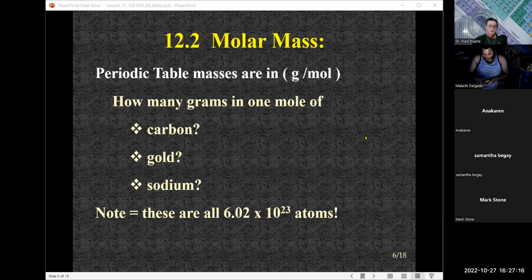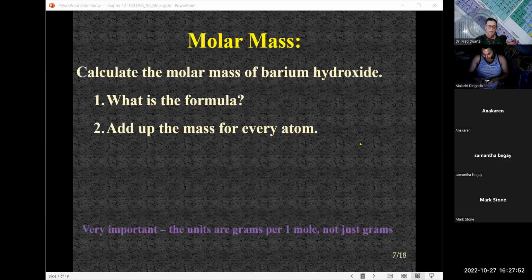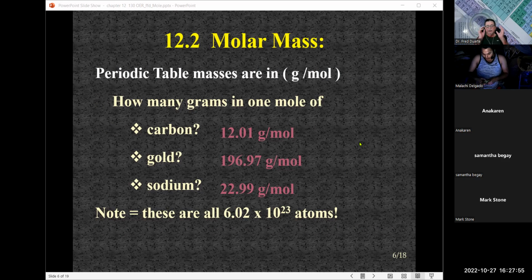So with respect to molar mass, when we're talking about the atoms themselves, it's simply their atomic weight. So if you're ever asked, how many grams equate to 1 mole of carbon? Well, you just look up its atomic weight, and that is 12.01 grams per mole. Gold, 196.97, and sodium, like we had earlier, 22.99 grams. All of these have the same quantity of atoms, 6.02 times 10 to the 23rd atoms. It's Avogadro's number. So that's the molar mass for simply the elements.